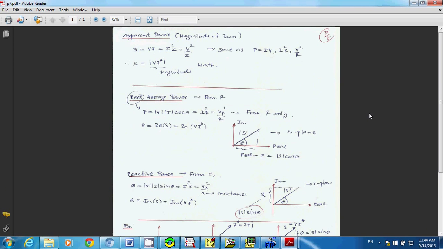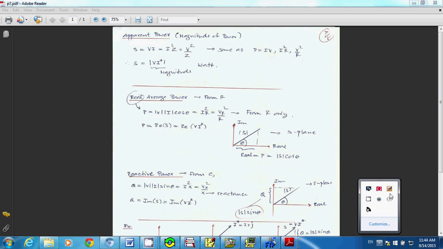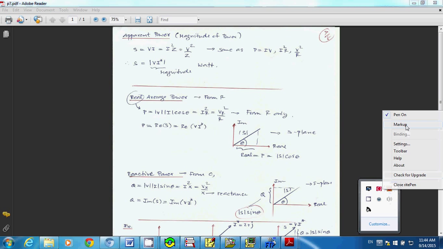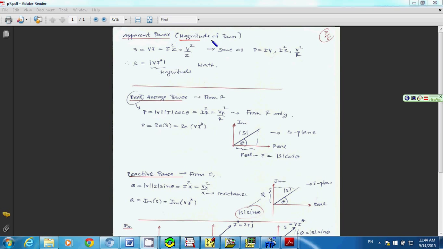Okay, next. I am also able to write apparent power, or the magnitude of the power, in terms of S equal to V multiplied by I, or I squared multiplied by Z impedance, or V squared over Z. The same as you worked out on this equation before. So when you're talking about a magnitude, you simply put the absolute sign on V multiplied by I complex conjugate.